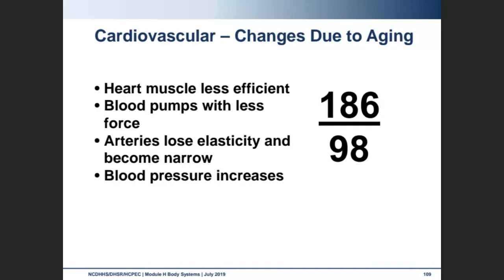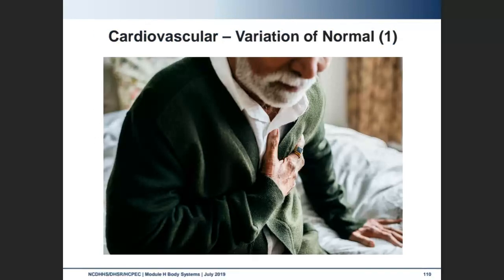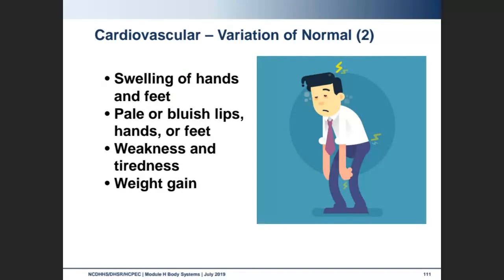All of these factors cause us to have increased blood pressure as we age. Some variations from the normal that you want to make sure you're reporting right away: shortness of breath, changes in or difficulty breathing. If you notice changes in your patient or resident's pulse rate or rhythm, the loss of ability to perform activities of daily living, chest pain, swelling of the hands or feet, pale or bluish lips, hands, or feet, which are showing that we're not having good oxygenation to the periphery, weakness, tiredness, or weight gain.